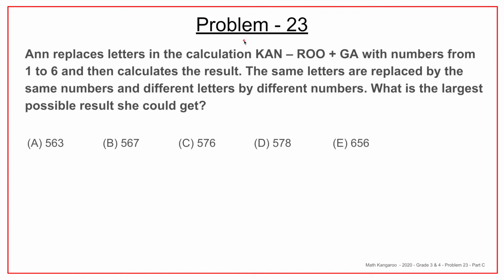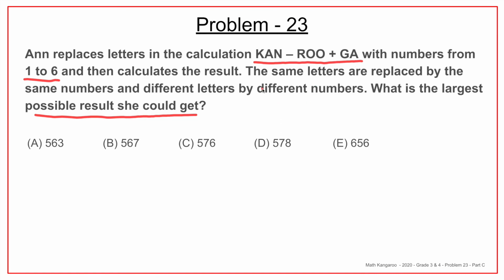Problem 23. Nina replaces letters in the calculation CAN minus RO plus GA with numbers from 1 to 6 and then calculates the result. The same letters are replaced by the same numbers and different letters by different numbers. What is the largest possible result she can get? These are our options. We will assign unique numbers 1 to 6 to the letters CAN, RO, GA. We want to maximize the expression.